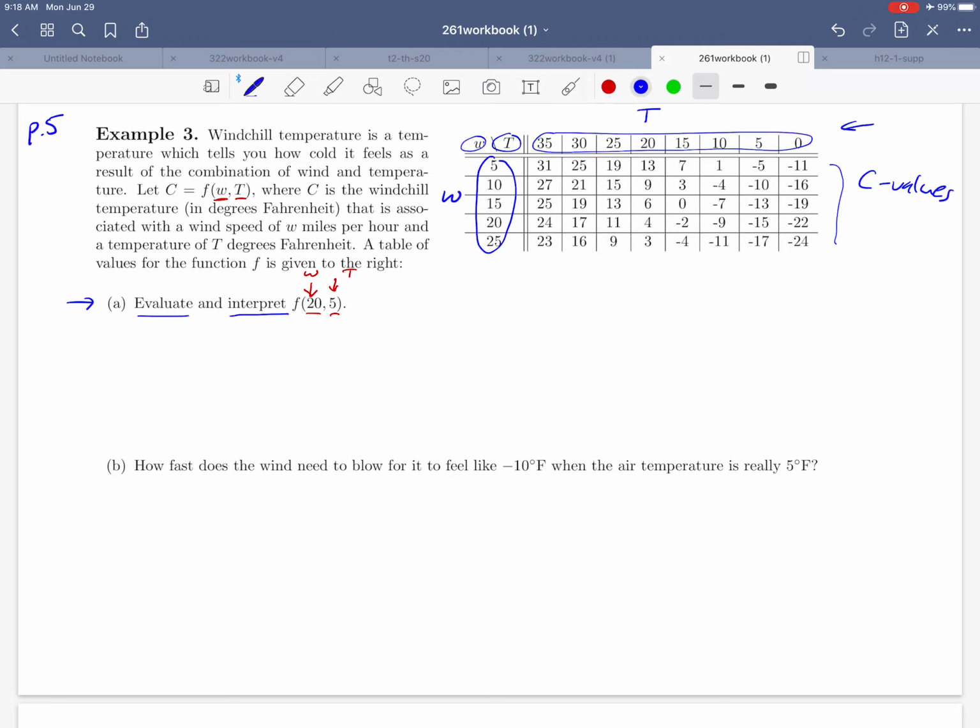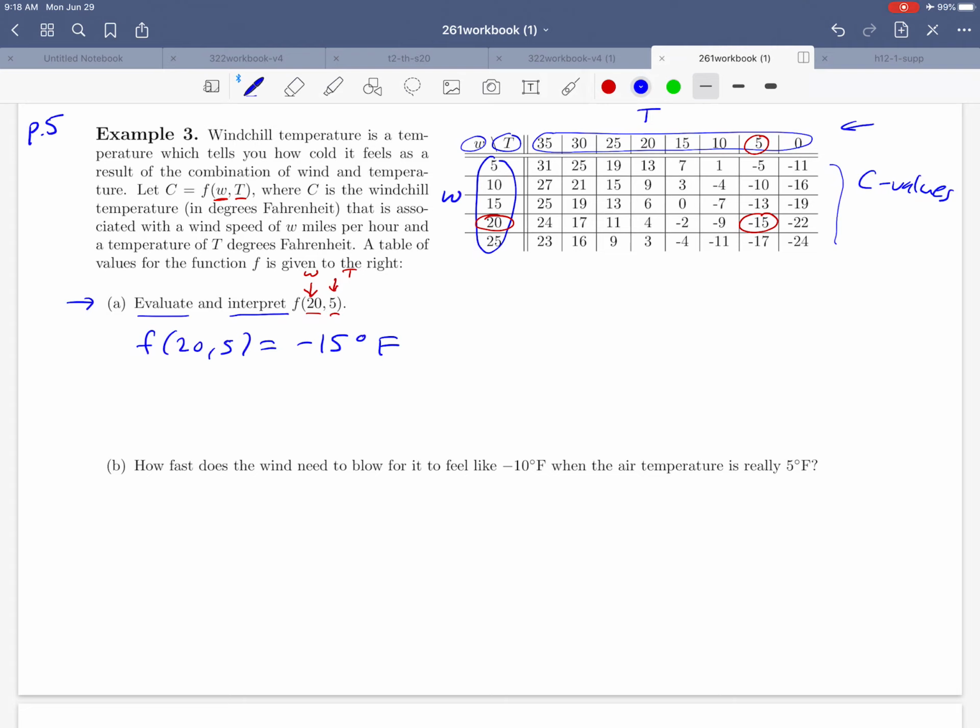All right, so we would like to know what is the C value, the wind chill temperature, when W is 20 and T is 5. So let's find W equals 20, that's sitting here, and then T equals 5 is sitting up here, and so the output that goes with this would be negative 15. That should be the output value, the answer to this question. All right, so let's write that down. F of 20 and 5 is negative 15, and that's a wind chill temperature, so it's going to have units of degrees, oh, not Celsius, Fahrenheit, sorry. Degrees Fahrenheit.